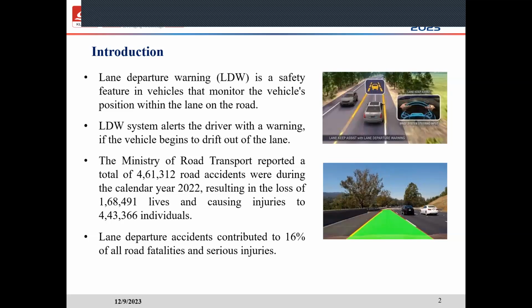The more important thing is that the lane departure system will alert the driver if he unintentionally goes out of the lane. For example, if he doesn't switch on the indicator of his vehicle and drifts out of the lane, there should be a warning, a visible warning or an audible warning. The main motivation behind this, as you can see in the third point, is that the Ministry of Road Transport of India reported a total of 4.6 lakh accidents happening every year, and 16% of the accidents are due to lane departure as well as lane detection.